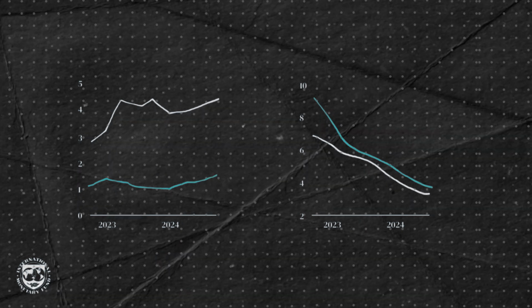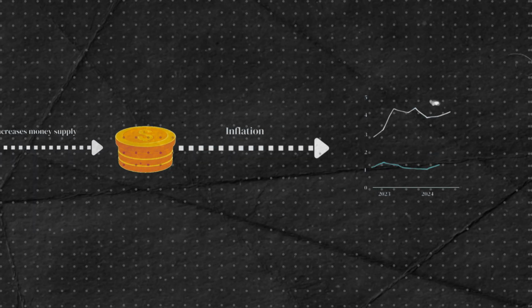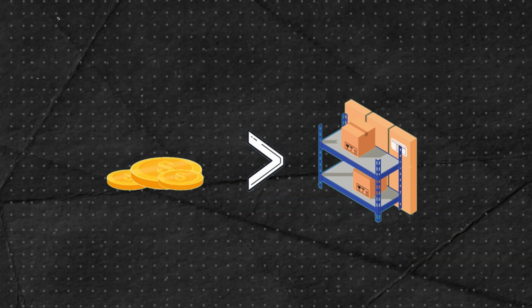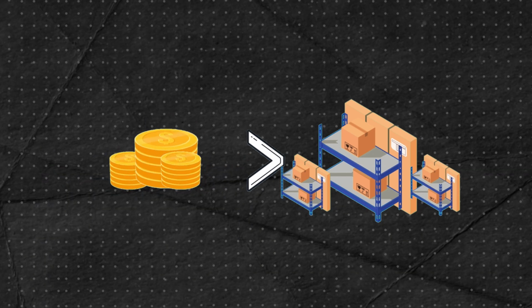This is how it happens. When the Fed increases the money supply faster than the economy is growing, inflation occurs. In this situation, the increase in money circulating in an economy is higher than the increase in goods produced, such that there is now more money chasing a fewer number of goods.